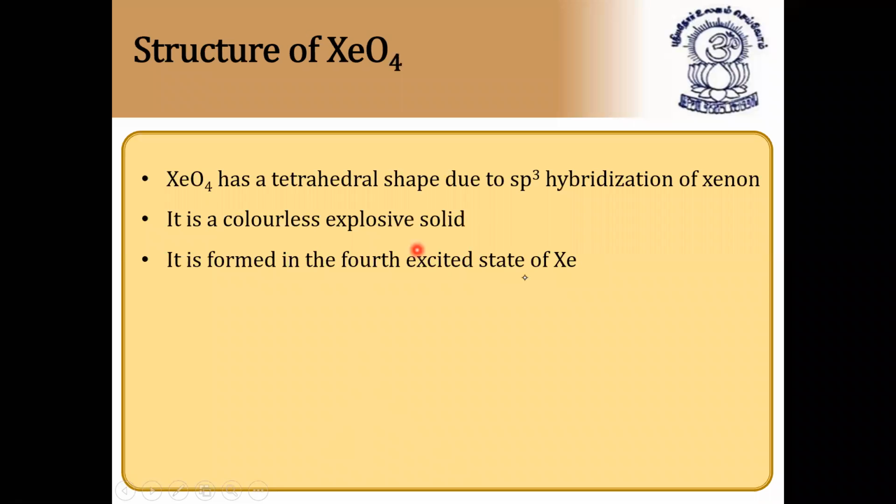Next, structure of xenon tetroxide. Xenon tetroxide has a tetrahedral shape because all four valences of oxygen are used, so the 8 electrons of xenon give 4 bond pairs. Due to sp3 hybridization of xenon, it is a colorless explosive solid. Since there is no lone pair, it will take the tetrahedral shape. It is formed in the fourth excited state of xenon. Which excited state? Fourth excited state of xenon. So this is called xenon tetroxide.